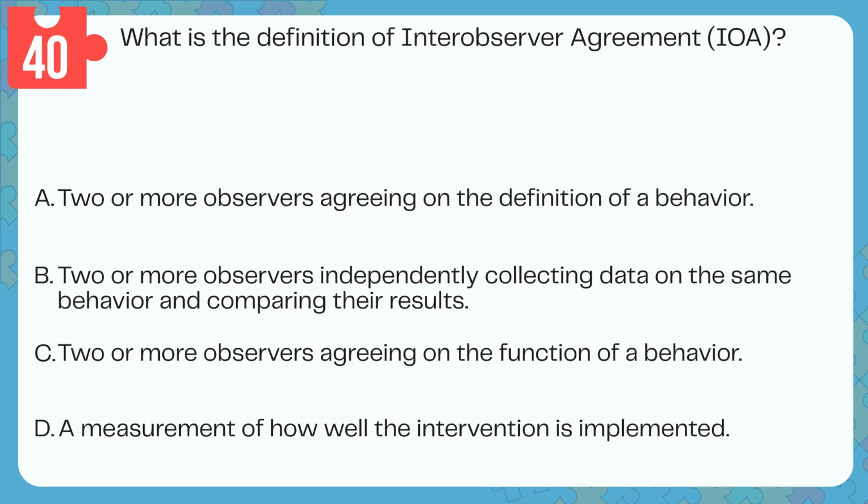Question 40. What is the definition of inter-observer agreement, IOA? A. Two or more observers agreeing on the definition of a behavior. B. Two or more observers independently collecting data on the same behavior and comparing their results. C. Two or more observers agreeing on the function of a behavior. D. A measurement of how well the intervention is implemented.